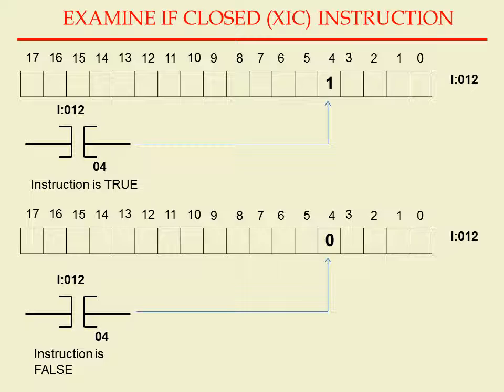So here is how the examine if closed XIC instruction is stored. If the XIC instruction is true, it is stored in the fourth bit of the word. So you can see at the 4 there is 1. If the instruction is true, 1 is stored, and if the XIC instruction is false, 0 is stored.